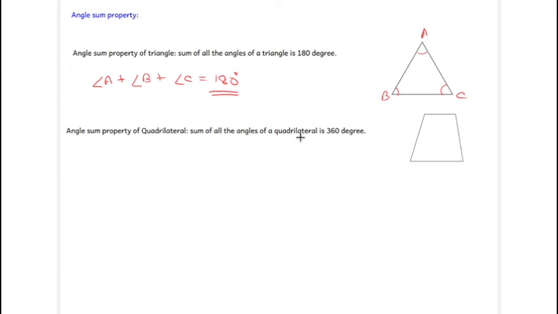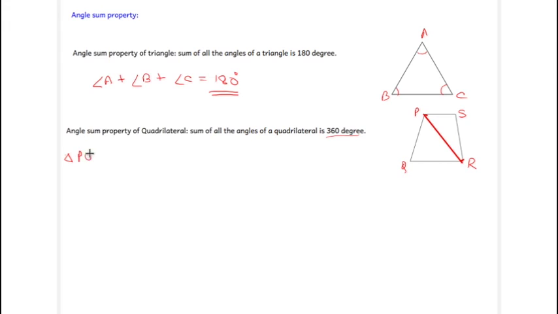Now this is the angle sum property of a quadrilateral. It says that the sum of all the angles of a quadrilateral is equal to 360 degrees. Let us discuss how. So here is the quadrilateral PQRS, and we will divide this quadrilateral into two triangles by drawing a diagonal over here. This diagonal has divided the quadrilateral into two triangles. The first triangle is PQR and the other one is PRS.